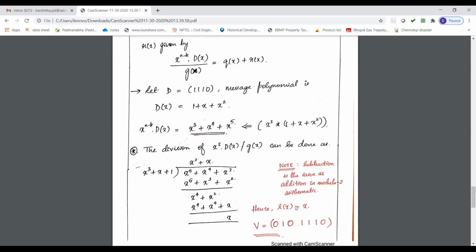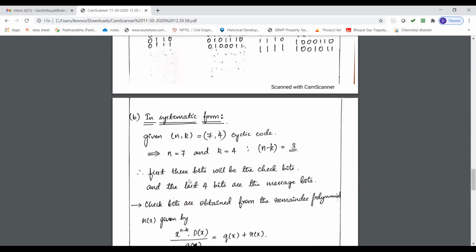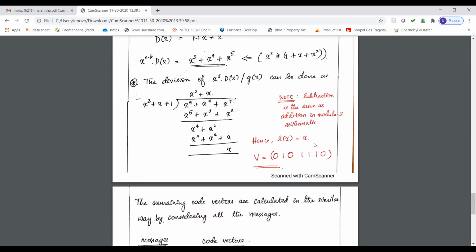So I will have to write the code from this polynomial. x to the power of 0 I don't have, so I'll write 0 first. Next, x to the power of 1 I have, so I'll write 1. Remember, go back to the explanation. What did we write first? n minus k is the check bits length. So what did we get n minus k as? 3. So first 3 bits will be check bits. So from this x, we need to write a 3-bit code word.